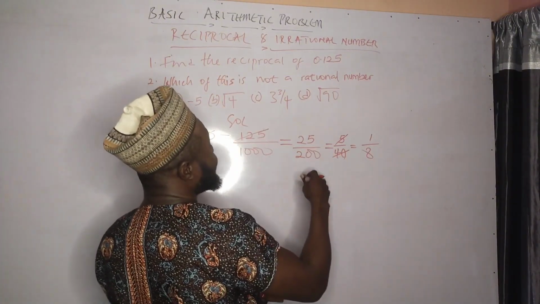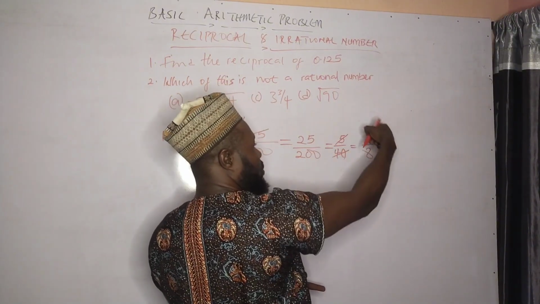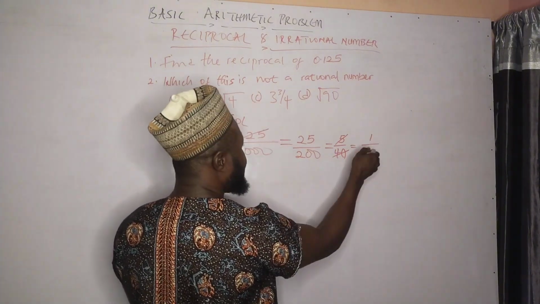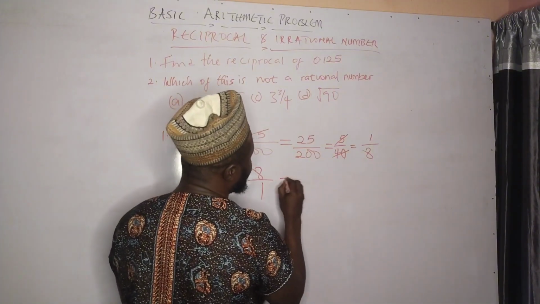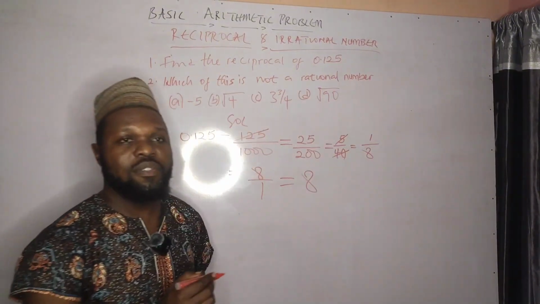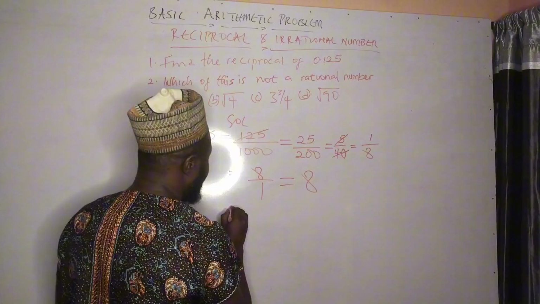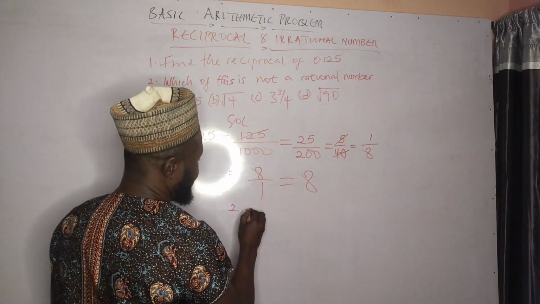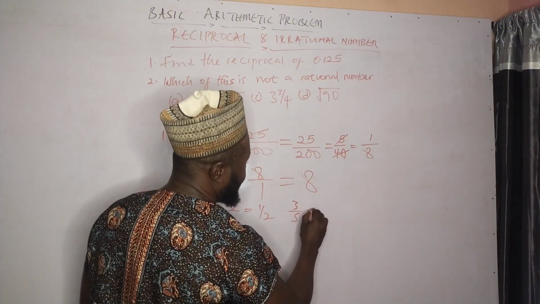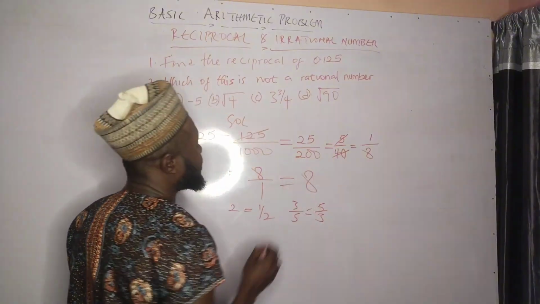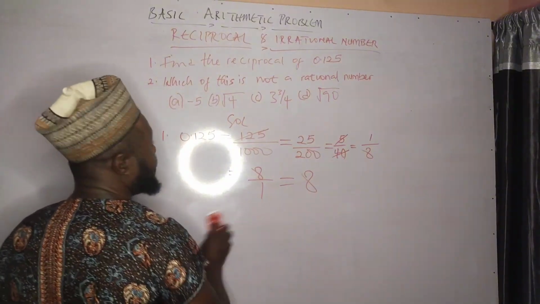When you find the inverse of a particular number, the one down will come up, the one up will come down. So if the denominator comes up, it becomes 8 over 1. And 8 over 1 is 8. So when you are asked to find the reciprocal of any number whatsoever, even if it is 2, it will turn to 1 over 2. If it is 3 over 5, it will turn to 5 over 3. That is the reciprocal. Is that understood? Yes, it is understood. We are moving on.